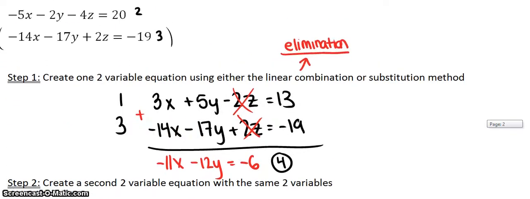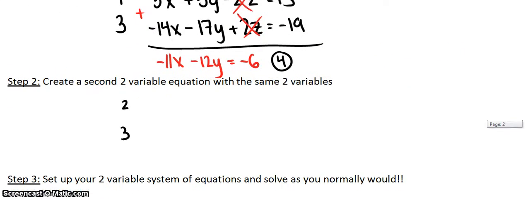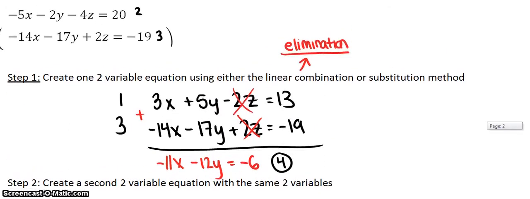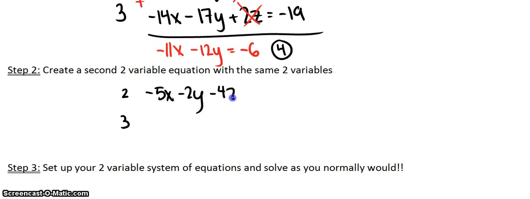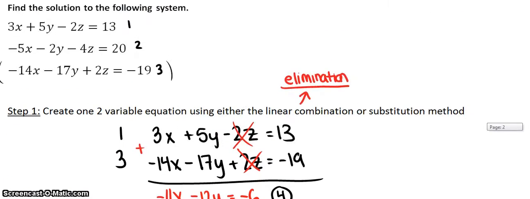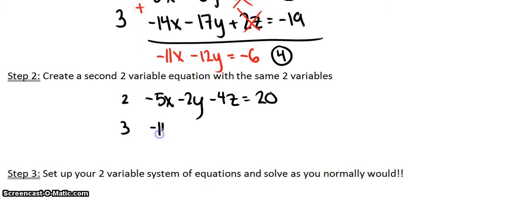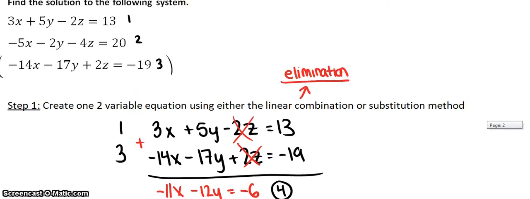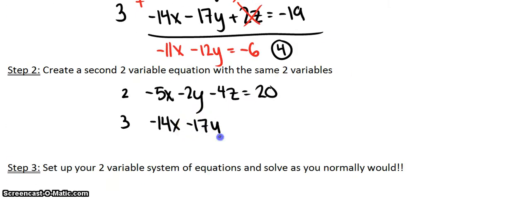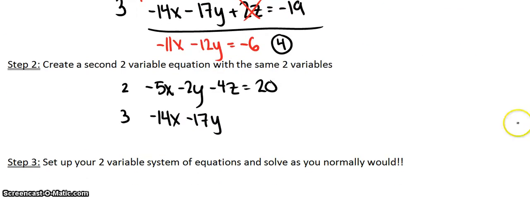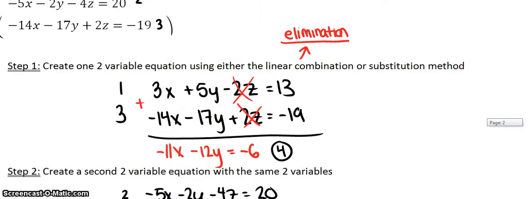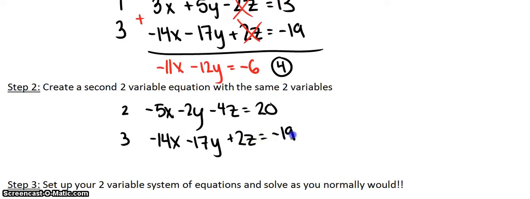And I'm just going to rewrite these first just to keep it organized. So negative 5x minus 2y, then I have minus 4z, and that equals 20. In my next equation, I have negative 14x minus 17y. I know a lot of scrolling here, sorry about that. Plus 2z, and that equals negative 19.